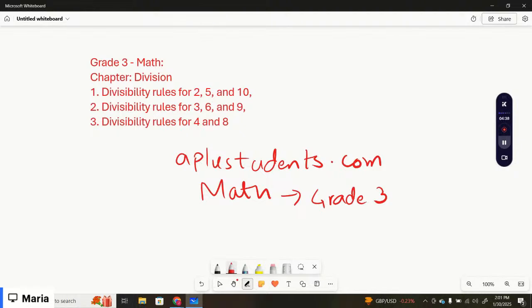The lessons we're going to cover today are divisibility rules for 2, 5, and 10, divisibility rules for 3, 6, and 9, and divisibility rules for 4 and 8. So please make sure you have your notebook and pencil so that you can note down the important examples and definitions as well.